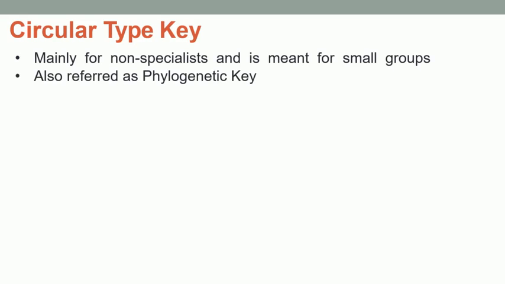Now this key is also referred to as a phylogenetic key because whatever couplets or characters are considered for identifying the organisms are based on some phylogenetic characters. Such characters are selected for construction of this circular type of key. That's why it is also called the phylogenetic key.